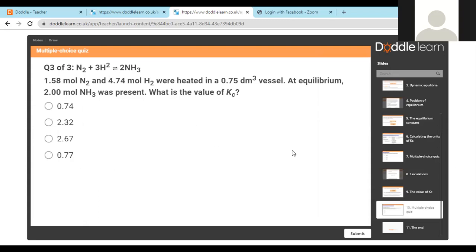And then the final one, so we've got 1.58 moles of N2 and 4.74 moles of hydrogen. And we heat these in a 0.75 decimeter cubed vessel. At equilibrium, 2 moles of NH3 were present. What is the value of Kc? Okay, so we've got 2 moles of NH3, but we've got a ratio here of 1 to 1.